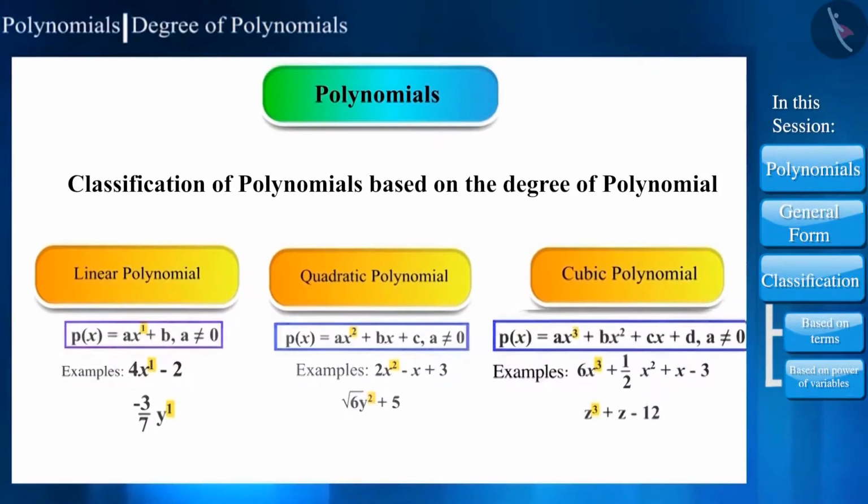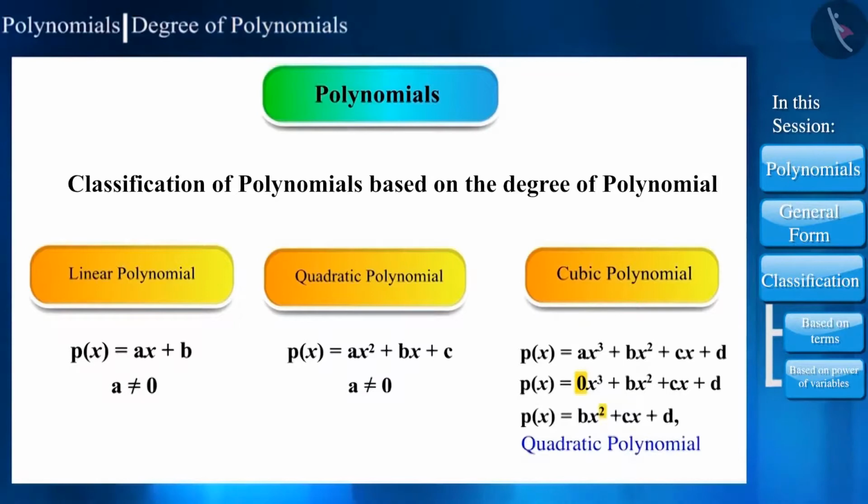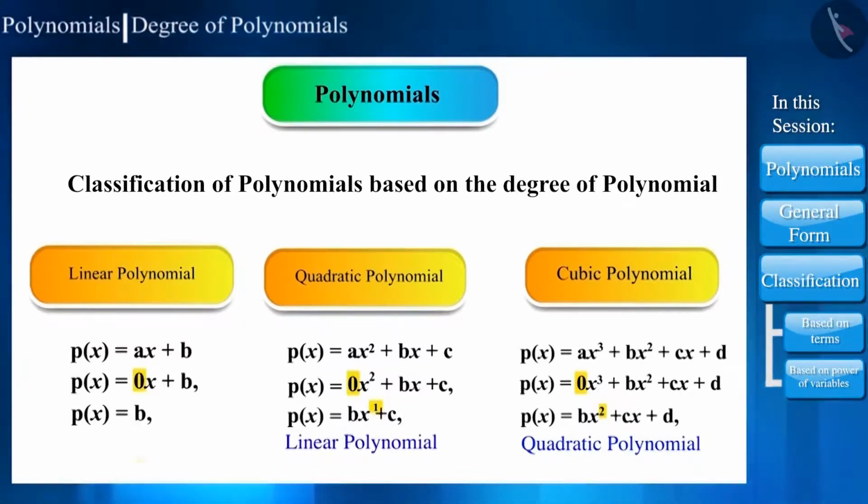Friends, if you observe the general form of these polynomials, it has been stated that a should not be 0. Do you know why? If a becomes 0, then the degree of the polynomial reduces by 1. If, in the general form of a cubic polynomial, we put 0 in the place of a, then its degree reduces by 1 and it becomes a quadratic polynomial. Similarly, quadratic will become linear and linear will become a constant polynomial.